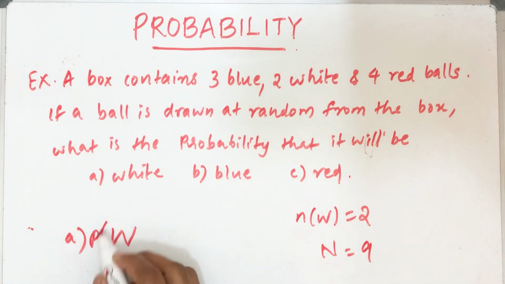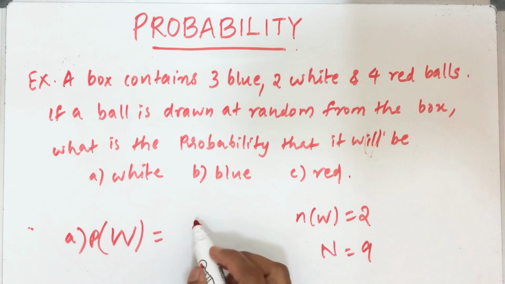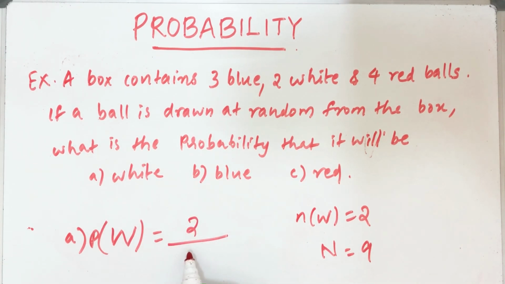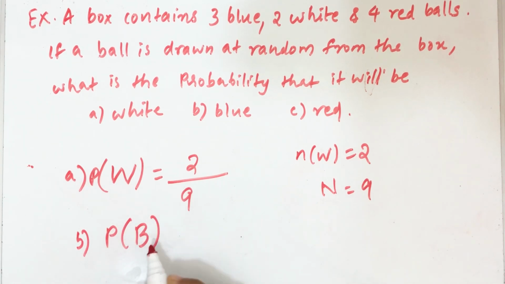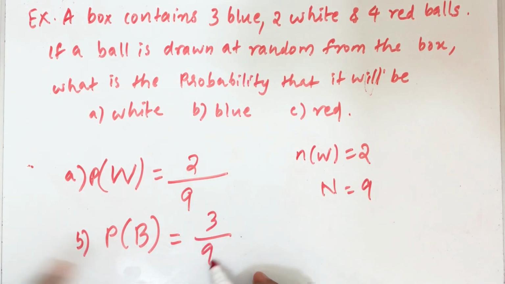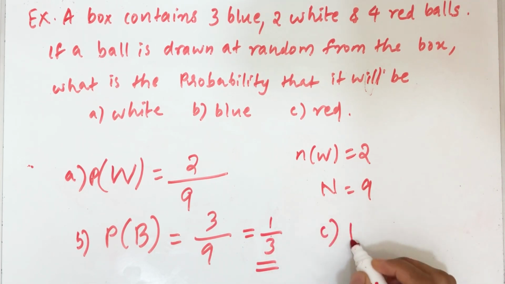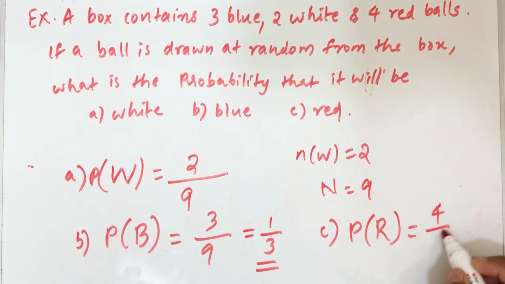So P of W, we can say P of A is the number of outcomes favorable to the event E. That is the number of outcomes favorable to a white ball, that is 2, by the total number of possible outcomes, that is 9. Like that, let B be the event of getting a blue ball. Then P of B is equal to, there are how many blue balls? 3 blue balls, so 3 by 9, which is equal to 1 by 3. And C, getting a red ball, 4 red balls, 4 by 9.